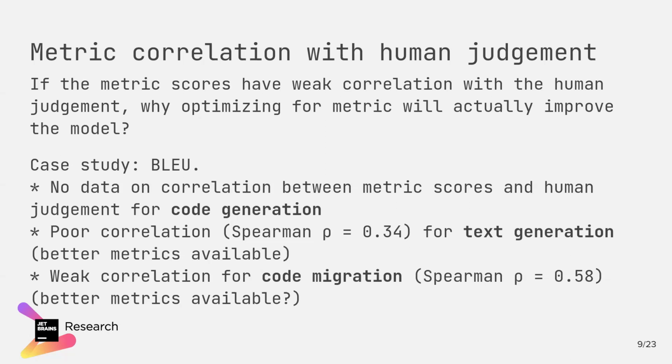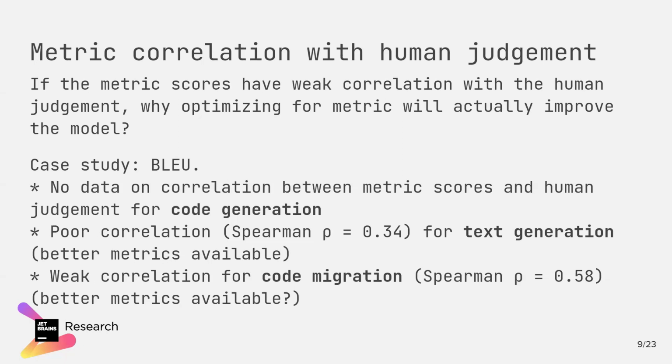However, it is not clear that adopting these metrics for some other task will actually be solid. For example, let us consider the BLEU metric. It was created for natural language translation and has been shown to work quite well for that task. But there is no data on correlation between metric scores and human judgment for code generation. Well, almost no data. There is a very recent paper on that, but I will cover that afterwards.